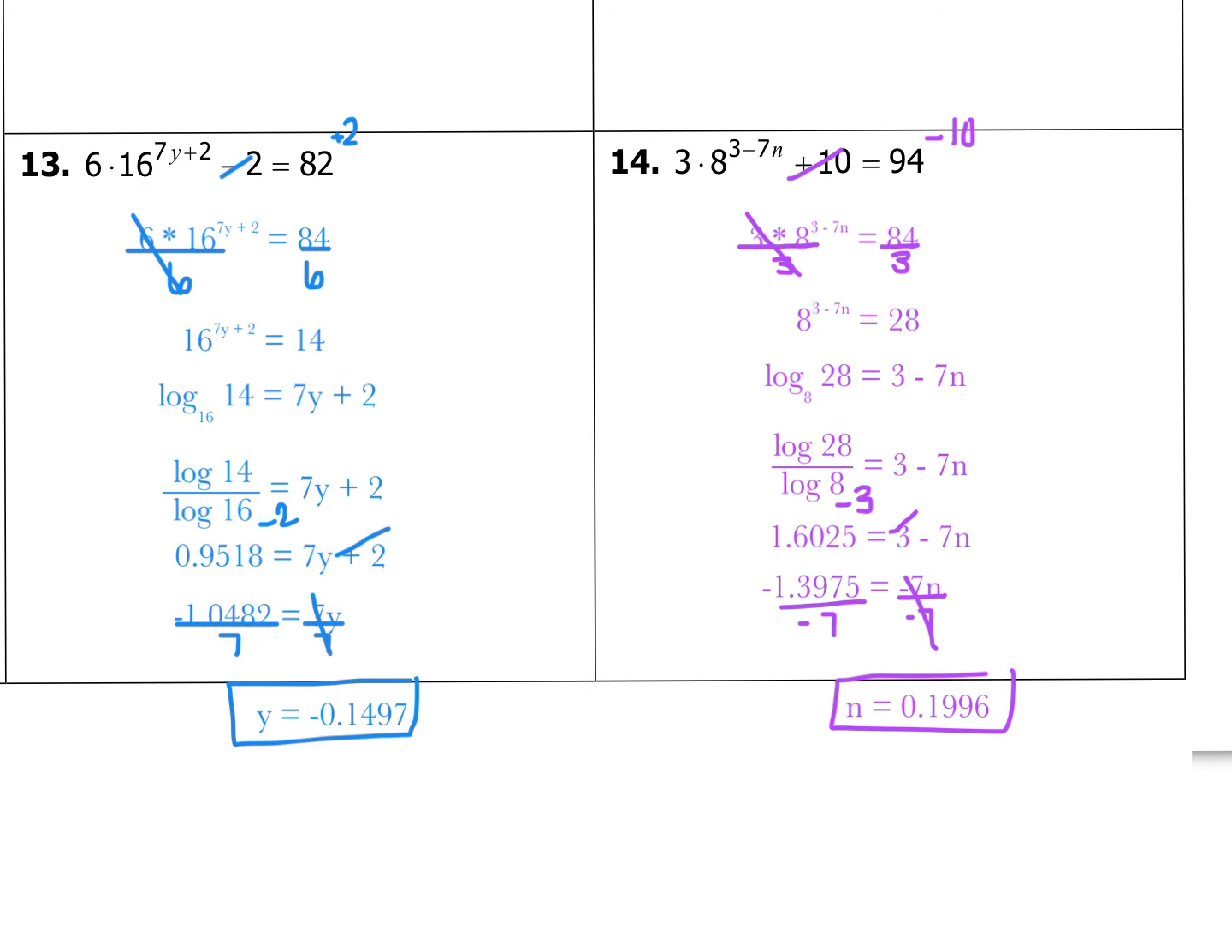And then number 14, you should have gotten that n equals 0.1996. If you got those, you can go on to the reflection part of this video. If you didn't, go ahead and pause the video, look over my work, see where your work differs from mine, write down any points of confusion or questions that you have, and hopefully you can figure out your errors.